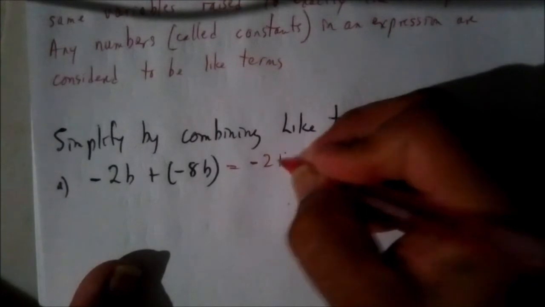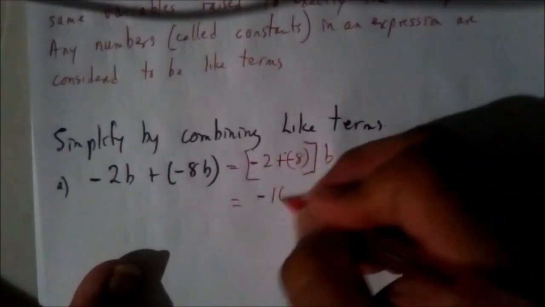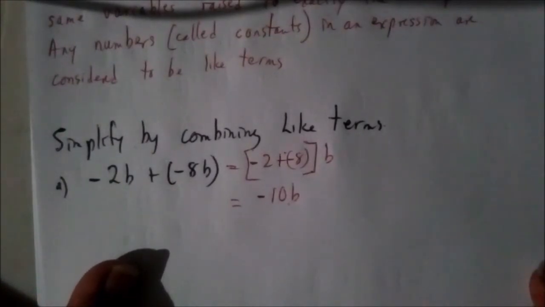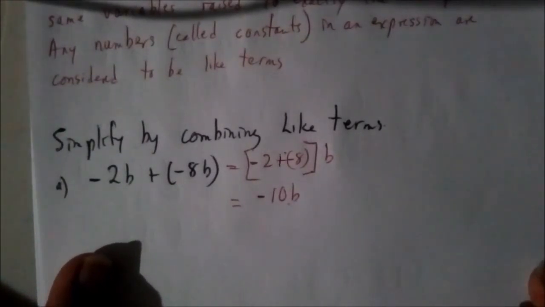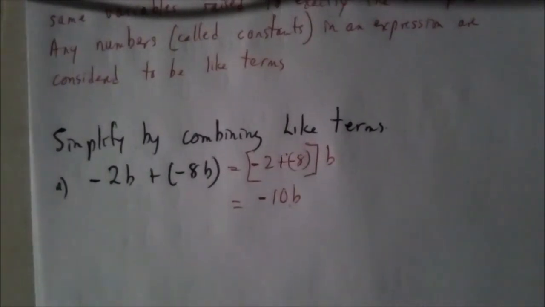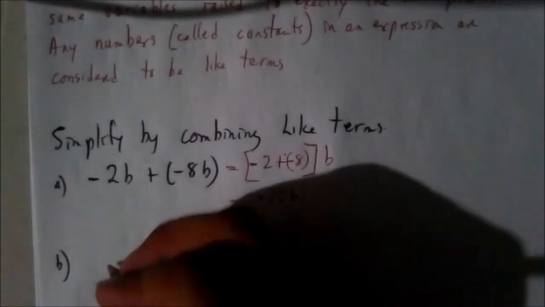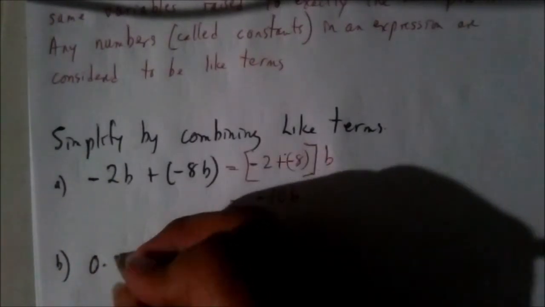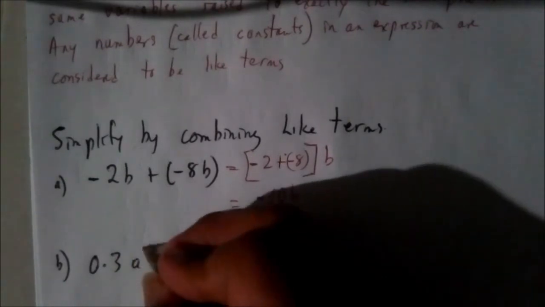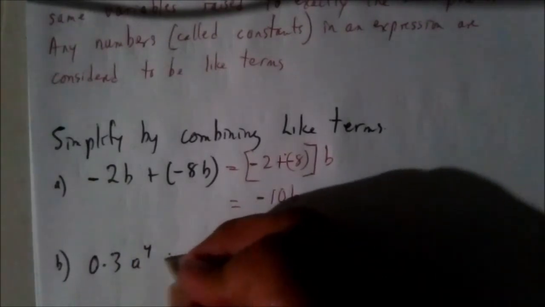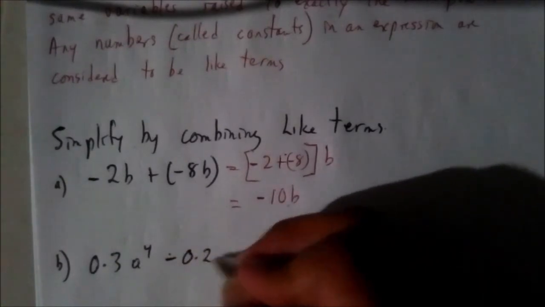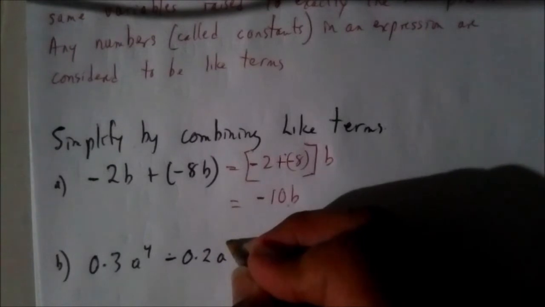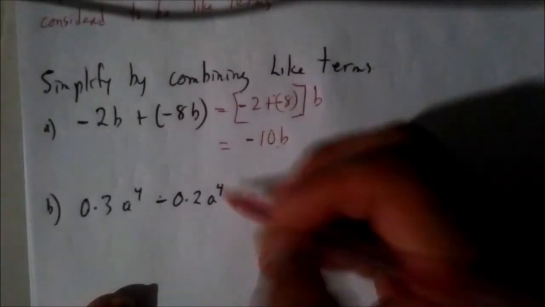-2 plus the -8, open close bracket, b. So -2 plus -8 will give me -10b. Okay, see how easy that was? Now this could be in decimals also, so I'm going to bring up some decimals right now and see how that works. Consider that I have negative 0.3 e to the fourth power minus 0.2 e to the fourth power. Are they like terms? Yes, because the variable is to the same power.